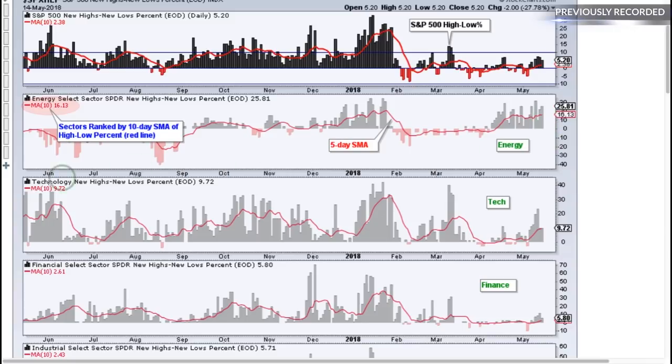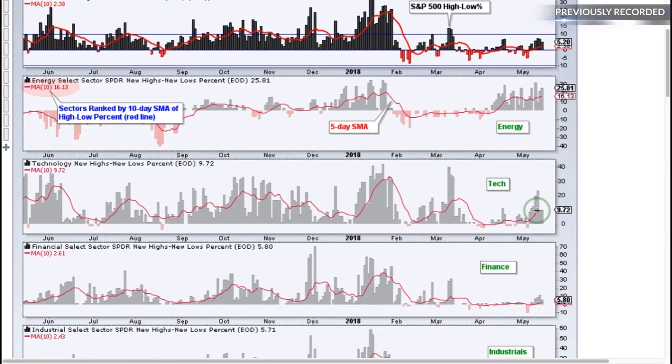But when we look at technology, on the left, you can see high-low percent is at 9.72%. And these are ranked, by the way, by that 10-day SMA. So the strongest are at the top. And so we can see a lot of new highs coming into technology during May. So that is positive for the market. So we got two clear leaders.